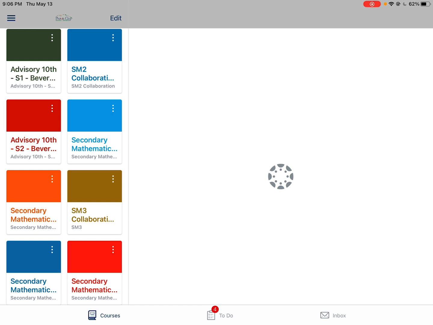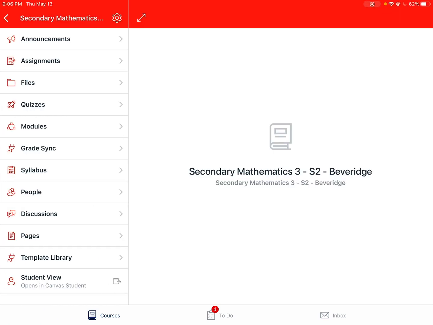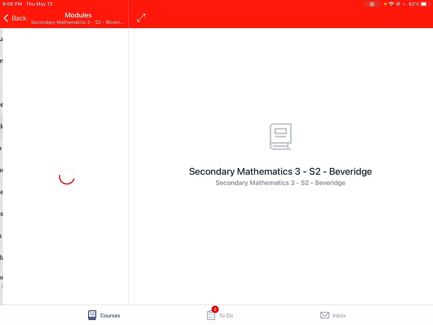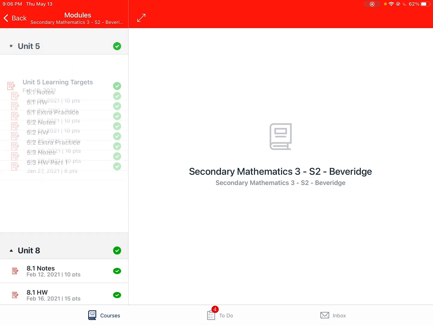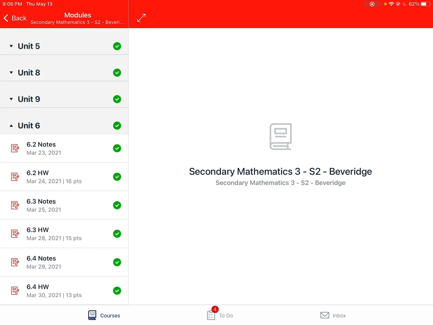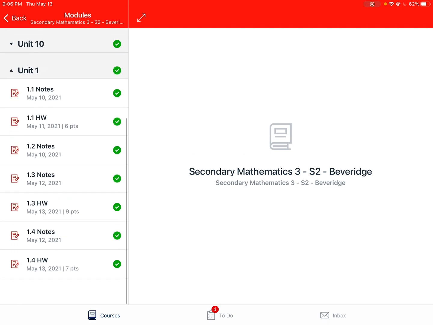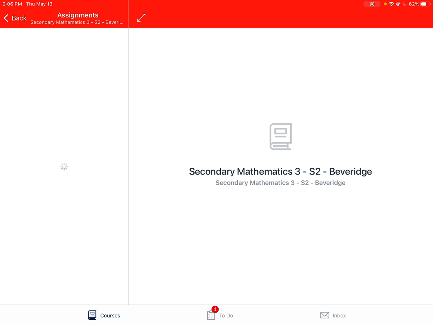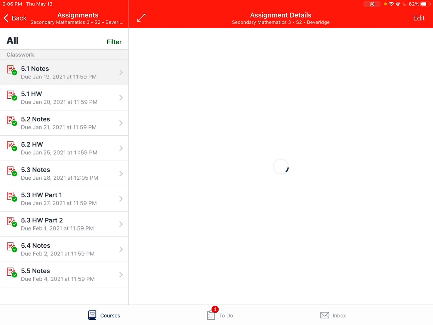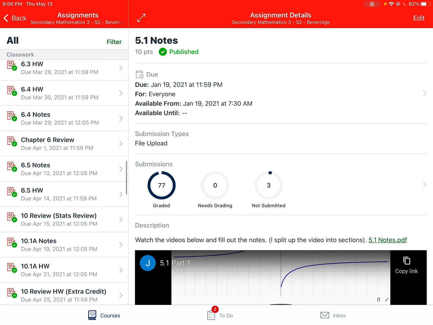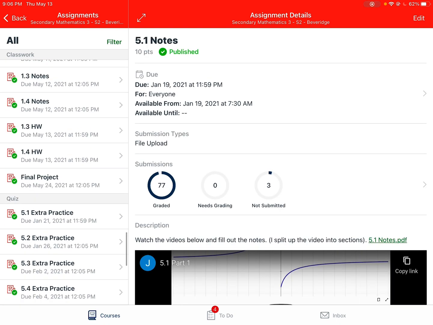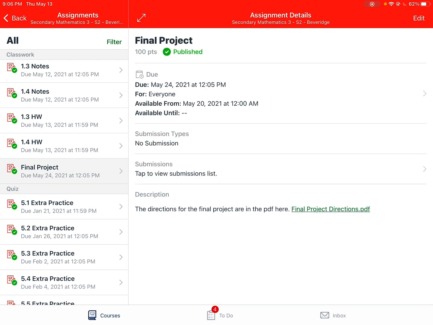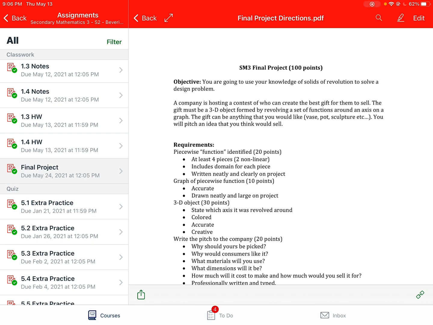So if you go to your Canvas page, so for my course right here, and if we just go to the home page or on modules, and let's go to Unit 1, whoops, I didn't add it there, so let's go to Assignments. Okay, and then let's go down to the project, final project right here. Okay, and here's a PDF of the directions.